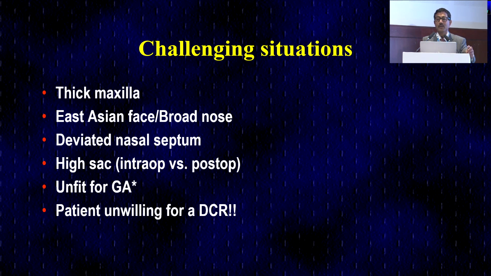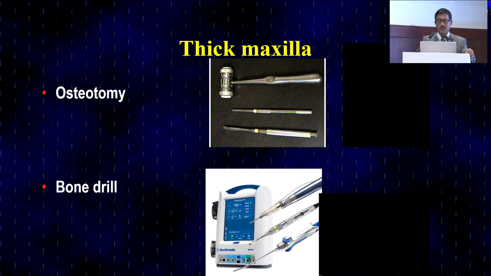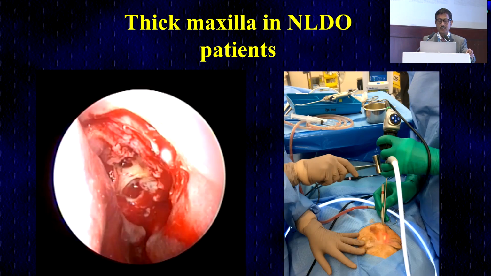Putting a scar in the medial canthus becomes very difficult as well. They have a high nasal septum. They have a high sac in a lot of patients. Sometimes the patients are not fit for general anesthesia. So that's where, to deal with the big bone, you have to do various forms of instrumentation.